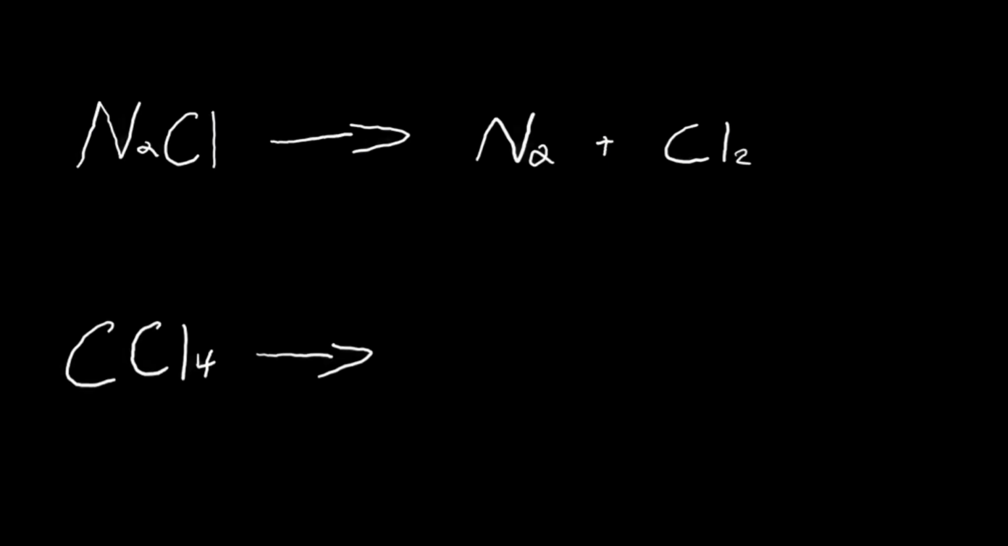It's pretty easy, it's just the other way around. We have our sodium chloride, which decomposes into sodium and chlorine. Of course, chlorine is also diatomic, so it will have a 2 subscript. Sodium chloride is a solid, as it's an ionic compound. Sodium is solid, and chlorine is a gas.